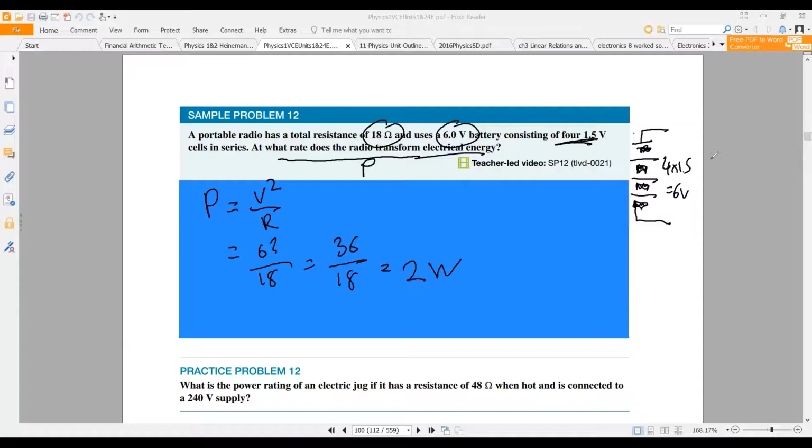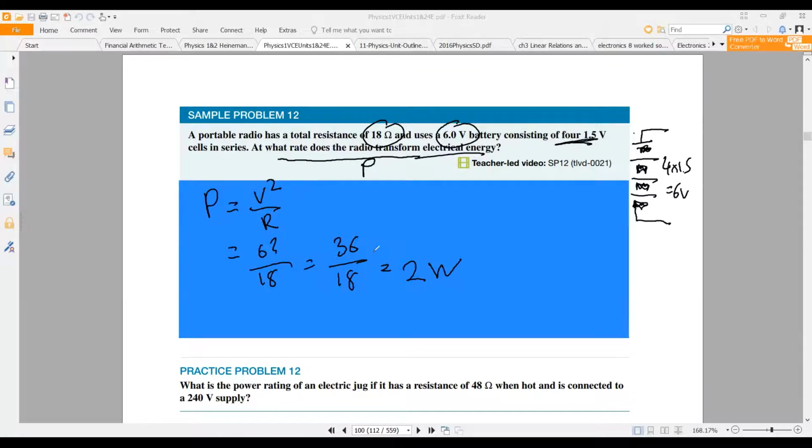Oh yeah, sorry, you are completely right. Someone quickly pointed out to me that 6 times 1.5 is not 6 volts. I should have said 4, because it's 4 times 1.5 volts. That's how you get 6 volts. Sorry about that. So that's how you would use this formula.